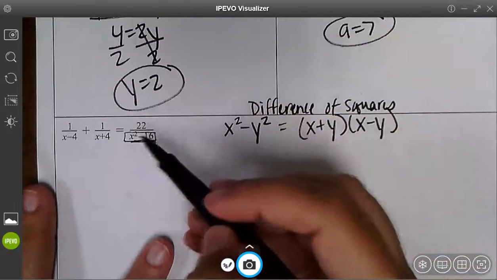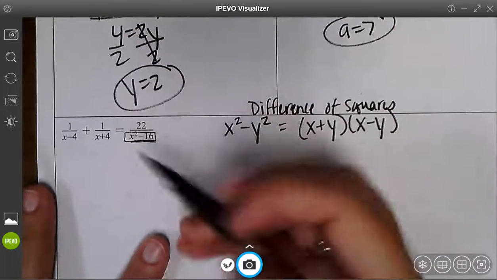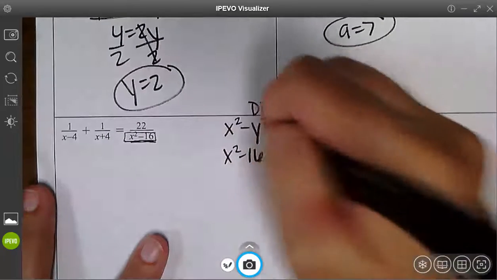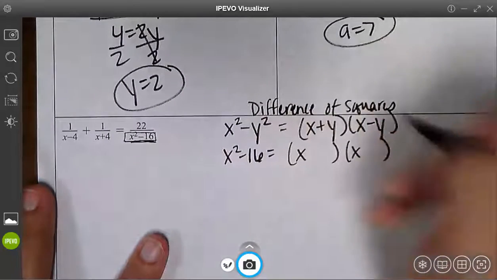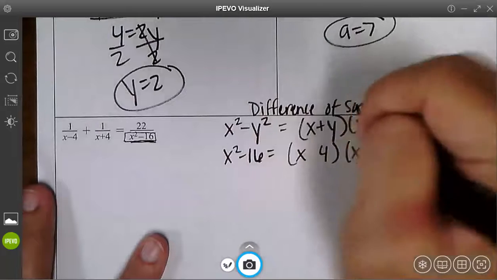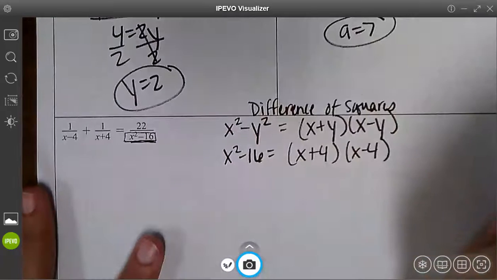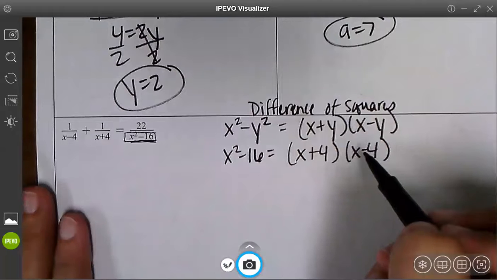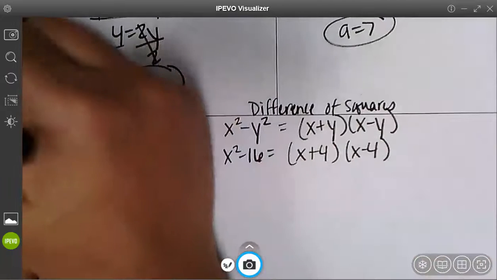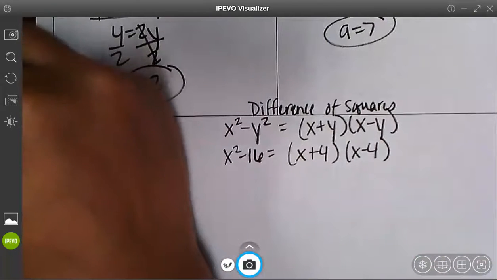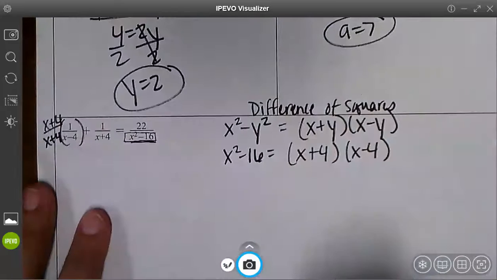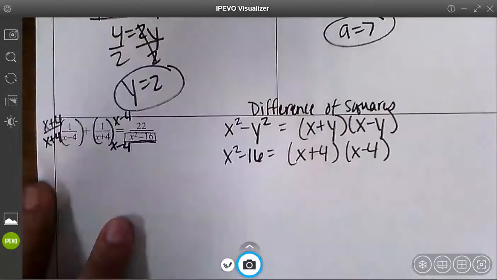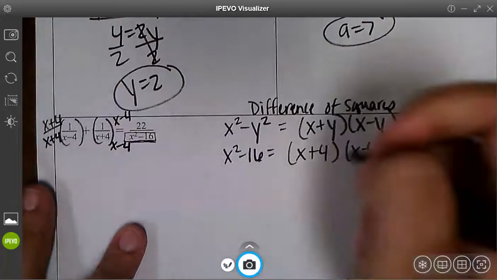So here, essentially what you're doing is taking the square root. So this one, x squared minus 16, the square root of x squared is x, so I have x in one, x in the other, and the square root of 16 is 4, and I add one and subtract the other. So since this is equal to x plus 4 times x minus 4, I can take x minus 4 and multiply it by x plus 4, and I can take x plus 4 and multiply it by x minus 4 to get my common denominator.